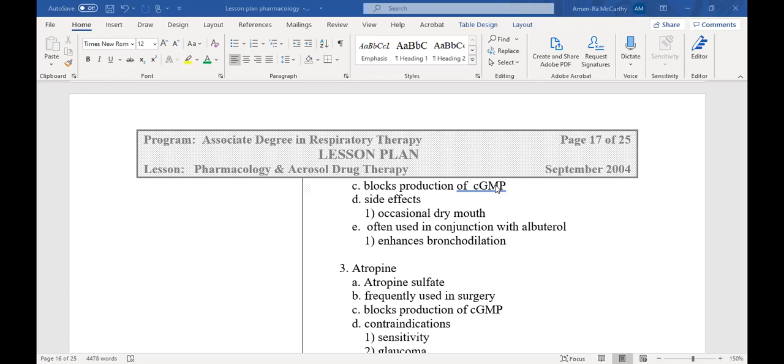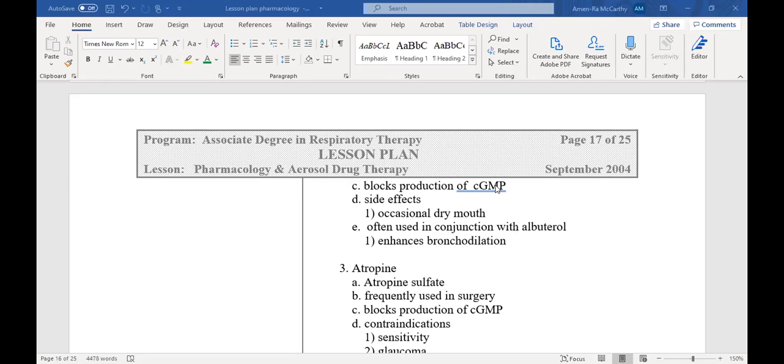All right. What are some of the side effects? Once I do decide to give it, the main side effect is a dry mouth. Anticholinergics will usually dry the patient's mouth out. A dry mouth. My mouth's so dry. That's why, because of the Atrovent. And it's used often in conjunction with albuterol, right, as a Duonil, because it enhances the bronchodilation. Because albuterol is going to bronchodilate them, but the Atrovent is going to block the cGMP, which keeps them from constricting.